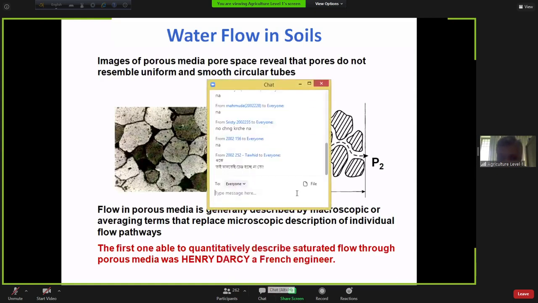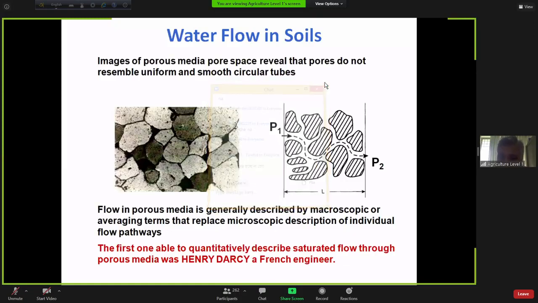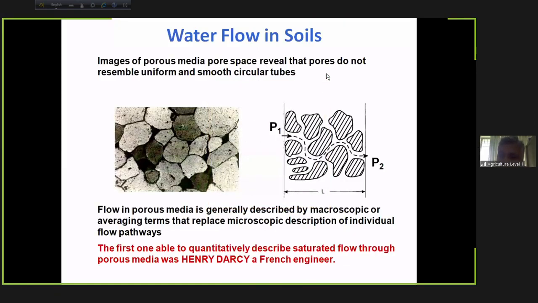Just in one year, or in one month, or in a day, how much contaminants this industry discharges to the nearby rivers. You can estimate this. So this is very important. So how does water move, or does water really move through the soil?